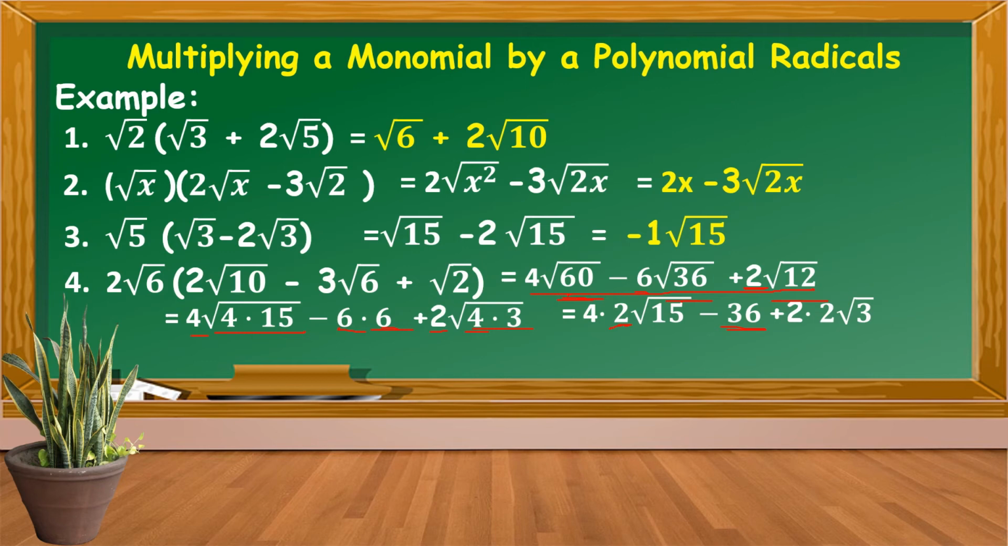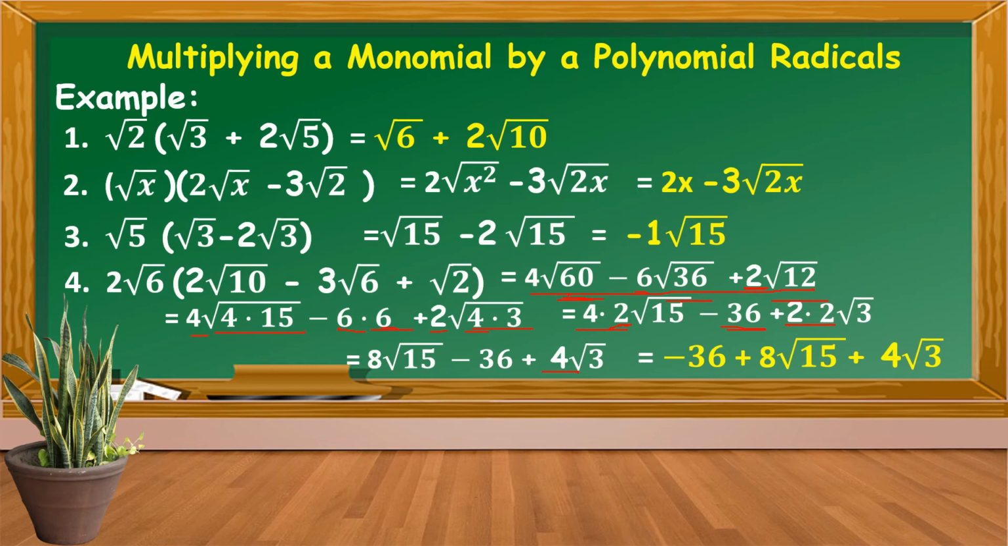square root of 3. And our simplified form, we have 8 square root of 15. Why 8? Because 4 times 2 is 8. Then copy the square root of 15. Then negative 36 plus 4. 4 because 2 times 2 is 4. Then square root of 3. Our final answer is, i-arrange lang natin siya. Naging negative 36 plus 8 square root of 15 plus 4 square root of 3.